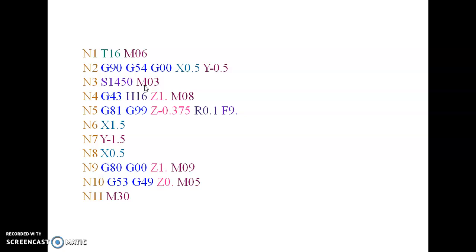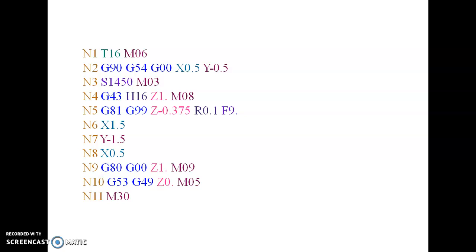And N3 spindle 1450 M03, that is spindle on rotating in clockwise direction, 1450 RPM, revolutions per minute. And N4 G43 H16 Z1 M08, drill takes place to the depth of Z1 taking into account tool length compensation G43 and H16, and the coolant is turned on, that is M08.